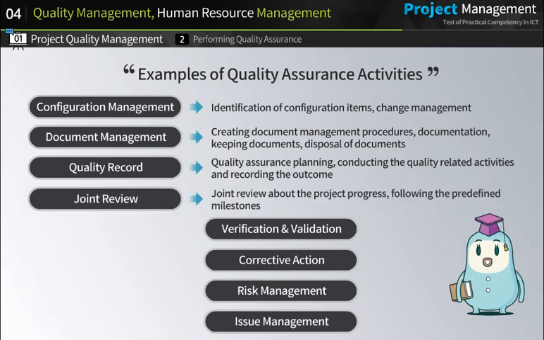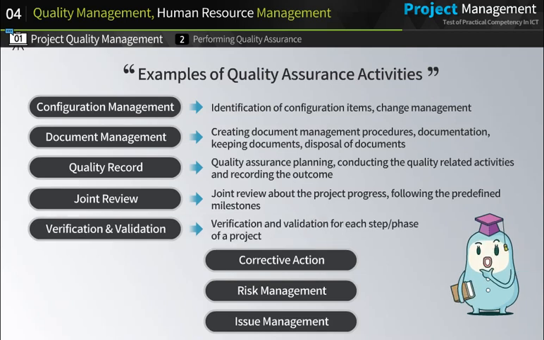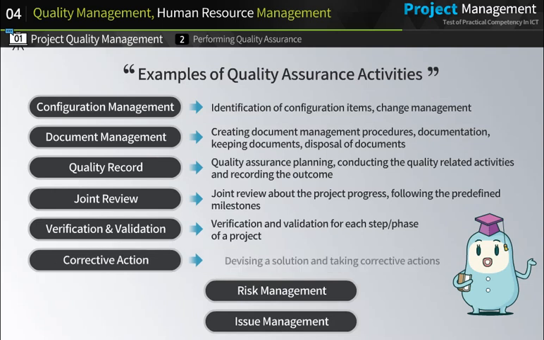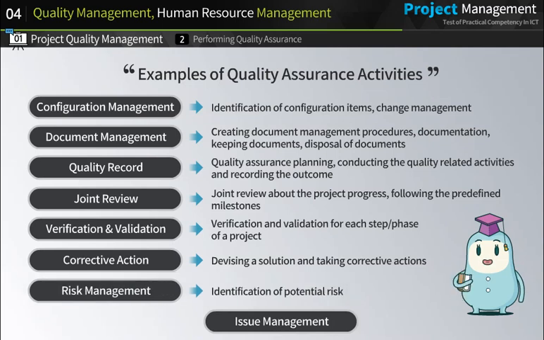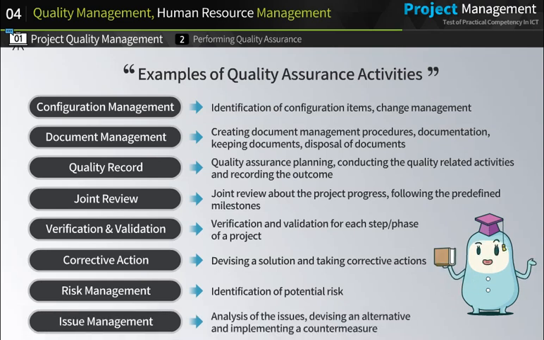Joint review is a joint activity of reviewing the project progress, following the predefined milestones. Verification and validation is an activity of verifying and validating each step or phase of a project. Corrective action includes devising a solution and taking corrective actions. Risk management is an activity of identifying potential risk of a project. Issue management covers analysis of the issues, devising an alternative and implementing a countermeasure.